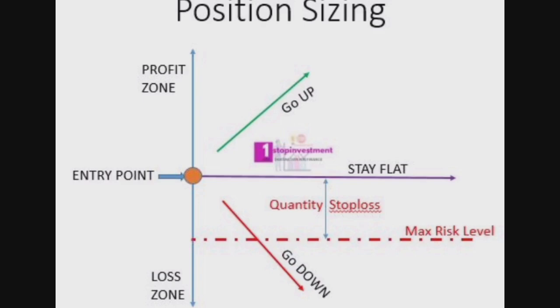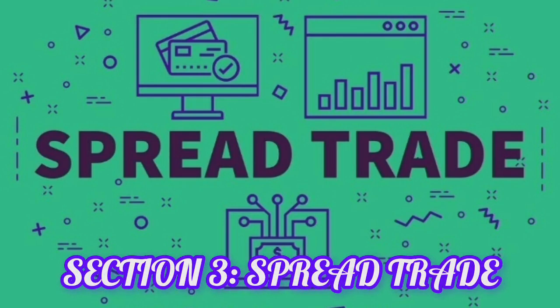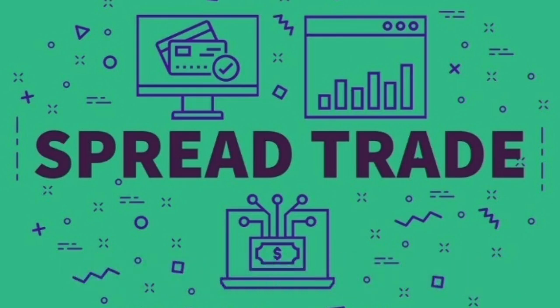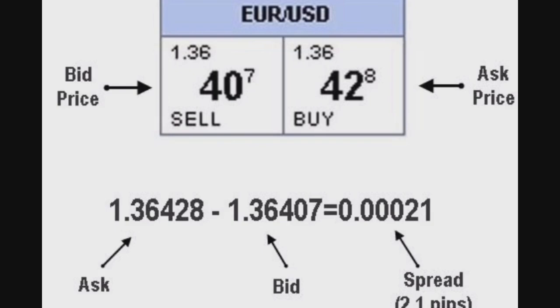Now this section is about spread. So what is a spread? When you enter a trade, you don't start from zero. You start slightly in loss because of spread. Now if you look at this picture, you see that euro is the bid price while USD is the ask price. Now the difference between the ask price and the bid price is what gives you the spread. So in this case, the spread is 2.1 pips.